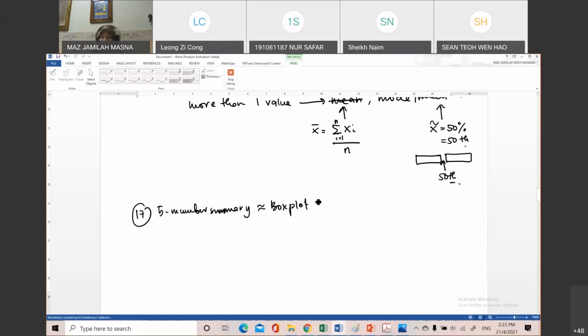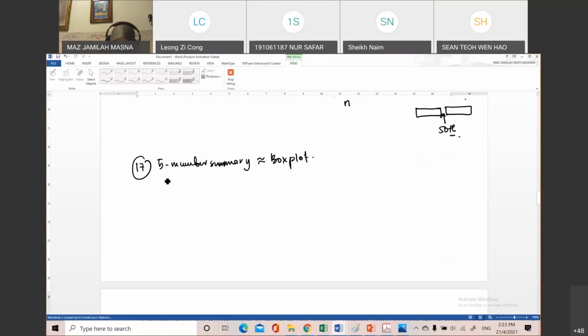Now, what about the box plot and 5 number summaries that you should understand? Okay, 5 number summary means that you are talking about the minimum value, maximum value, the median, and your first quartile and your third quartile. Your median is actually your second quartile. So 5 number summary just tells you about the minimum value, your first quartile, your second quartile, that is your median, your third quartile, and your maximum value of your data set.